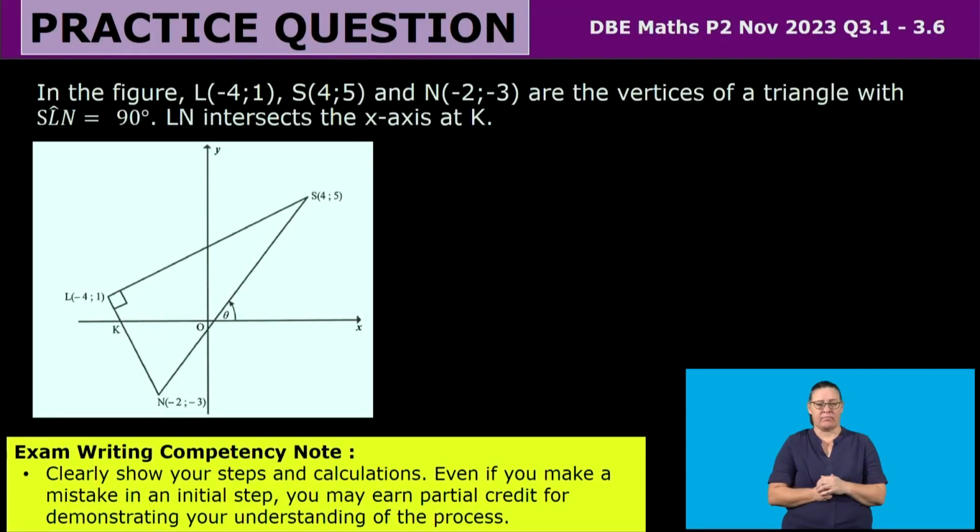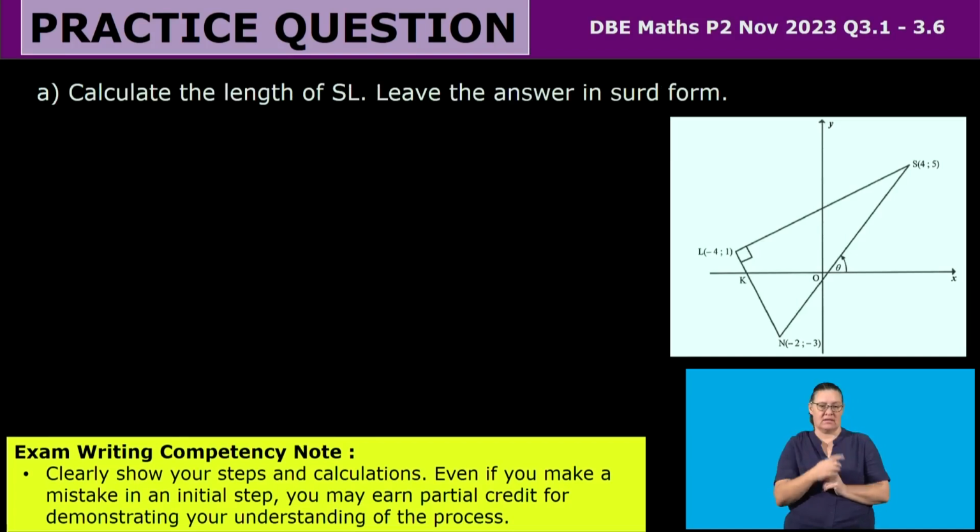So in this one, they say that L is -4. They've given you the vertices of this triangle, and they tell you that angle SLN is 90, which is also marked on the corner there, on the vertex. LN intersects the x-axis at K. Okay, let's have a look at what the first question says.